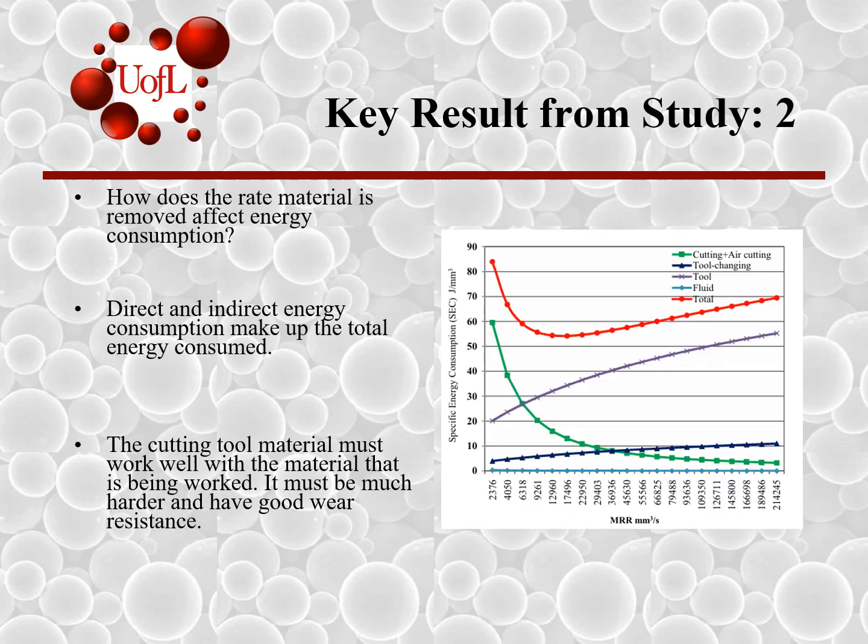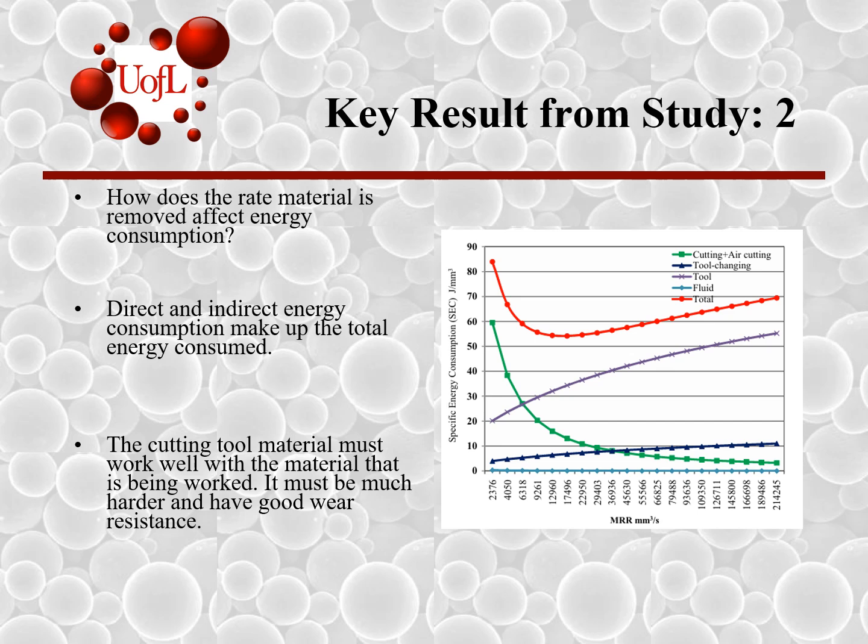The second main question was how does the rate of material removal affect energy consumption? So both direct and indirect energy consumption make up the total amount of energy consumed. Indirect energy consumption could consist of the tool being machined, and anything pre or post process in the machining process, not when the actual machine is running and the electrical energy used.